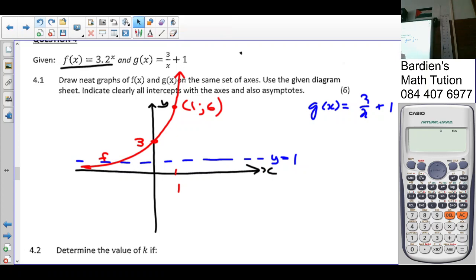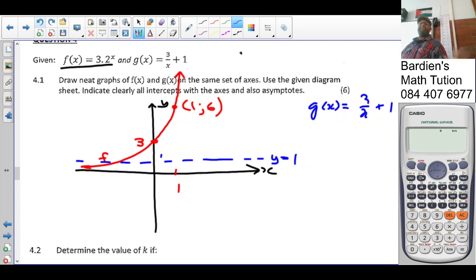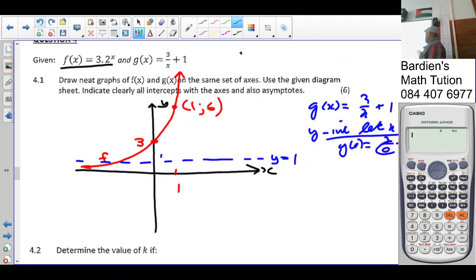Right. So remember there's two asymptotes. y is equal to 1 and x equal to 0. Now, if x equal to 0, there's no y-intercept. Okay, y-intercept. What do you do for y-intercept? Then x equal to 0. Then you've got g of 0 equals 3 over 0 plus 1. Problem? No y-intercept.